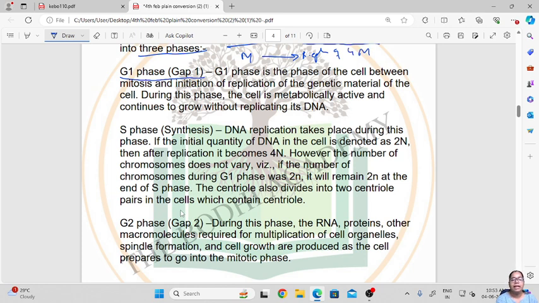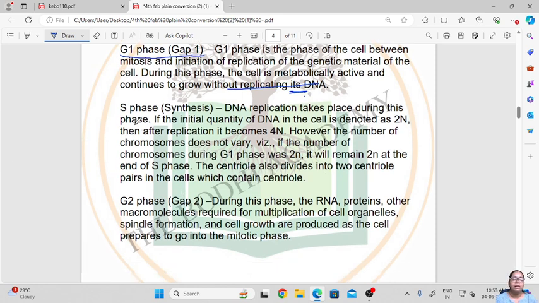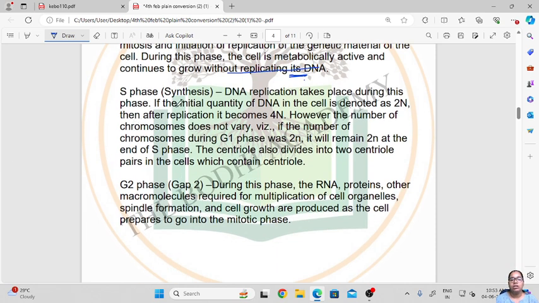During this phase, the cell is metabolically active and continues to grow without replicating its DNA. So here cell growth takes place, but the DNA replication is absent. So this is about the G1 phase. Then comes your S phase or the synthesis phase. Okay, S phase, or it is also called the synthesis phase.